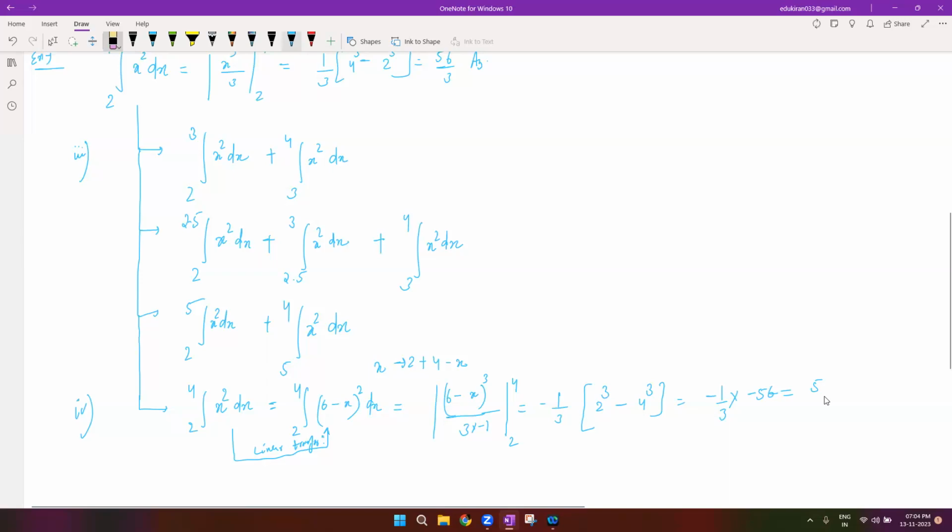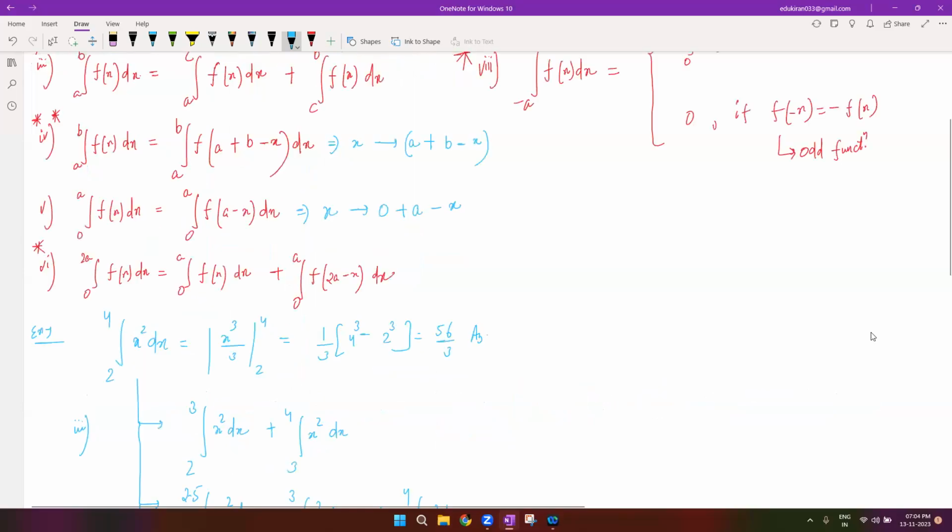So as I said, going forward, this will be the most important property, the one which will be used most. If we are integrating f(x) dx from the limit a to b, then this is equivalent to changing x to a plus b minus x, that is, lower limit plus upper limit minus x. Then also the answer remains the same.